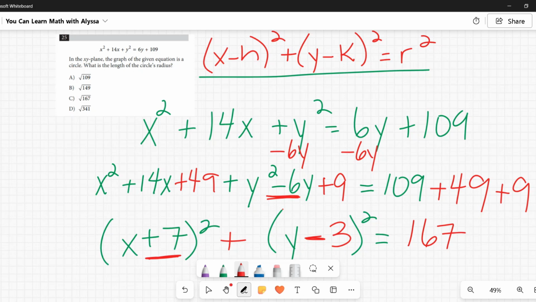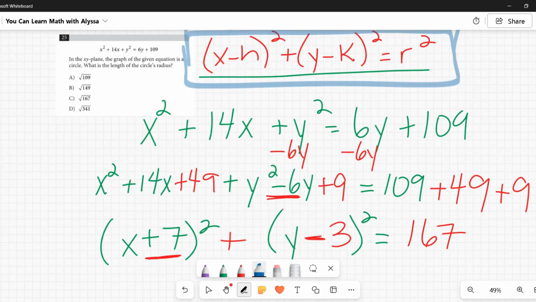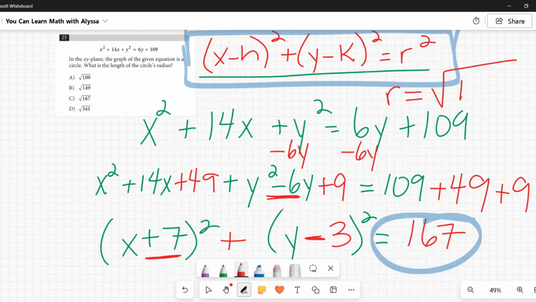167. So now I have an equation that looks like, dun, dun, dun, the equation of a circle. x minus h squared plus y minus k squared equals r squared. So this 167 is my r squared. So r would be the square root of that. So the square root of 167 is my r, and that is C.